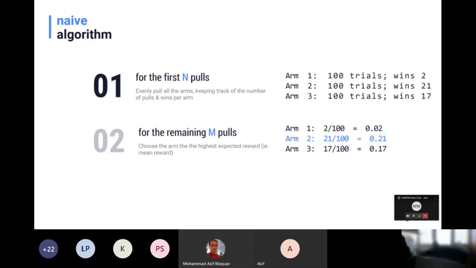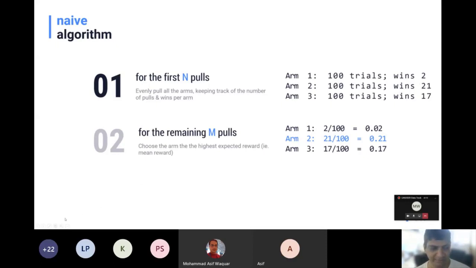So in A/B testing, you'll have two choices, A, B, or even a third choice, A, B, C. So over here, we have our three choices, ARM1, ARM2, ARM3. For each of them, I'm going to do about 100 trials. So I'm going to spend pulling arms for each of these things for a total of 300 times.